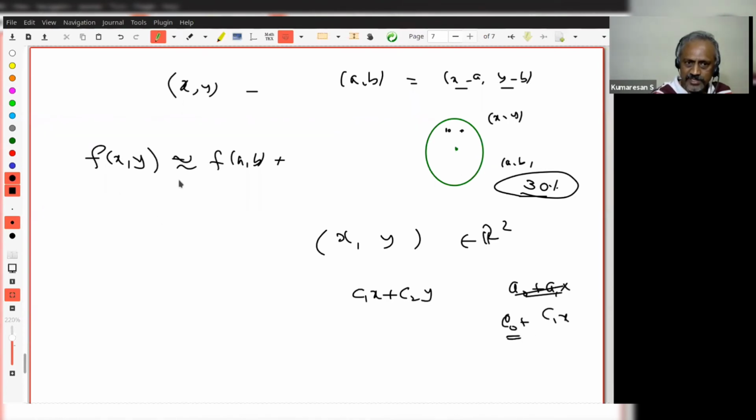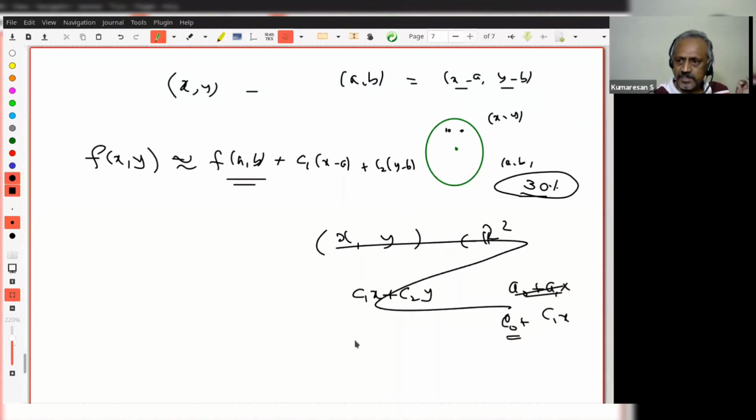But the constant term f(a, b) is already written. Therefore, I only have to say this is some c1 into (x minus a) plus c2 into (y minus b). Do all of you understand this? Say yes if you understand. You follow that? Okay.